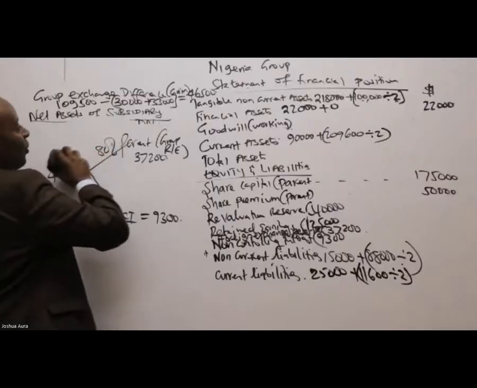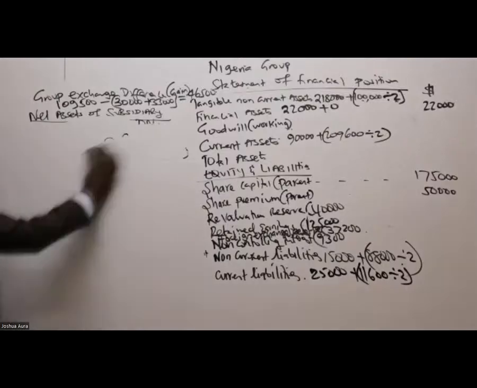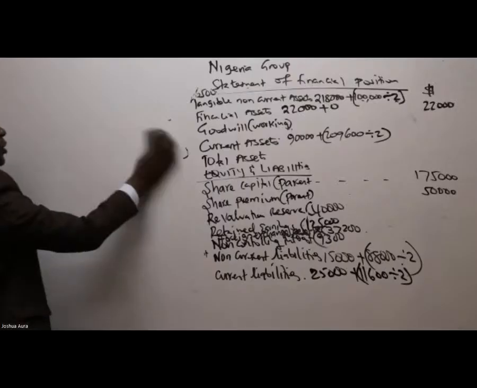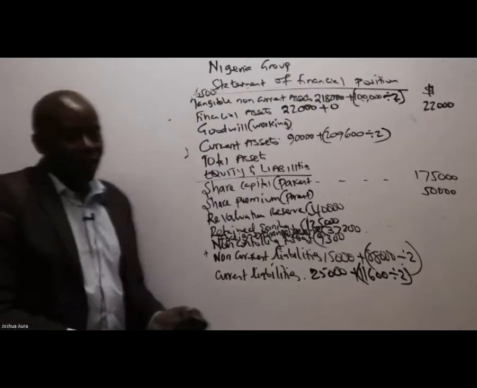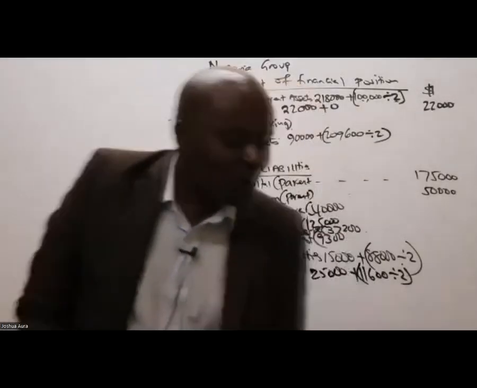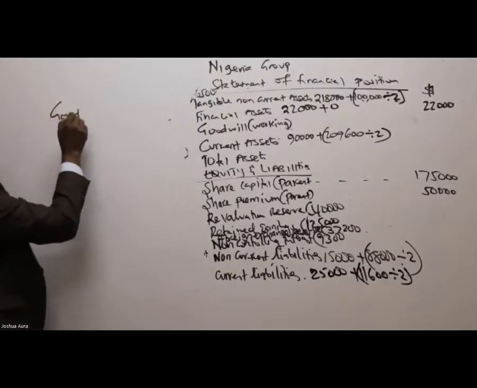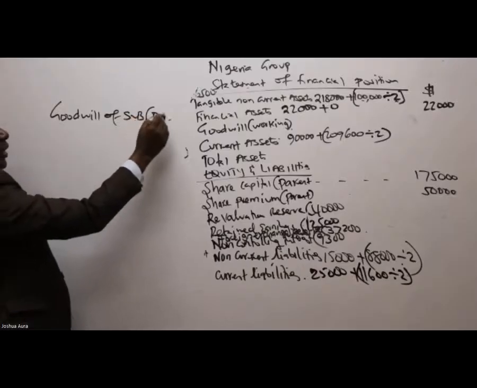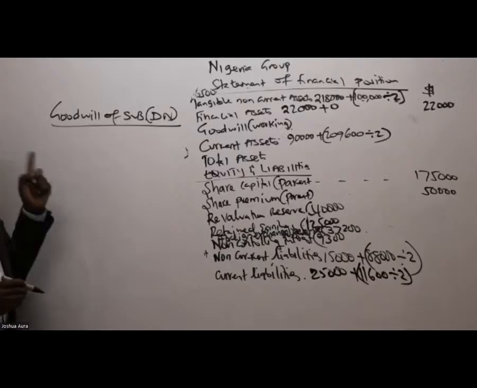So the next working here will be the working of goodwill. So is there somebody who can remind us how do we normally calculate goodwill? Remember, this is goodwill of the subsidiary. So we shall use the subsidiary's currency at first, which is the DN, right?